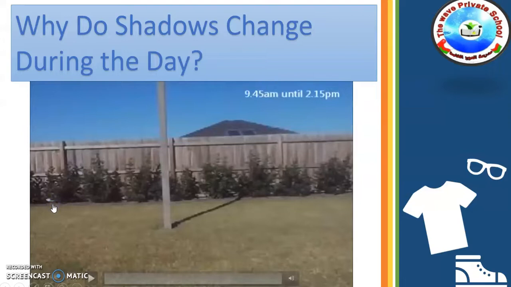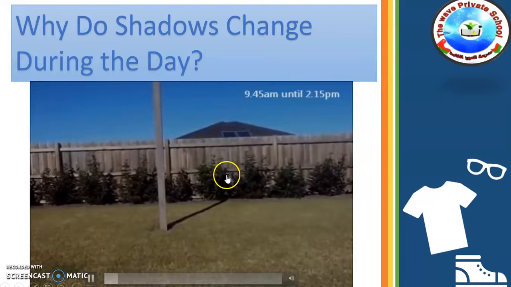Okay, so now let's talk about why shadows change during the day. But before that, I want you to observe this short video and be particular with the length of the shadow that the pole is making from 9:45 in the morning until 2:15 in the afternoon. So let's watch this one.